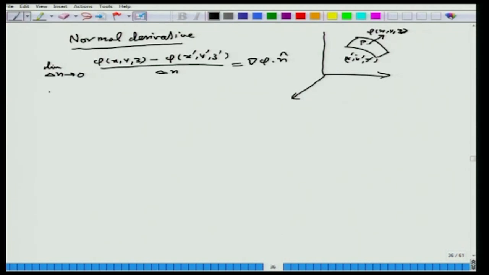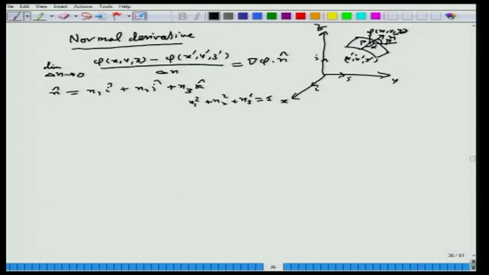Here n cap is the unit normal, which is n1 i plus n2 j plus n3 k, where i, j, k are unit vectors in the x, y, z directions respectively. We see that since this is a unit vector, n1 square plus n2 square plus n3 square should be equal to 1. These are direction cosines, they are also given like this, if this normal makes the angles alpha, beta and gamma.